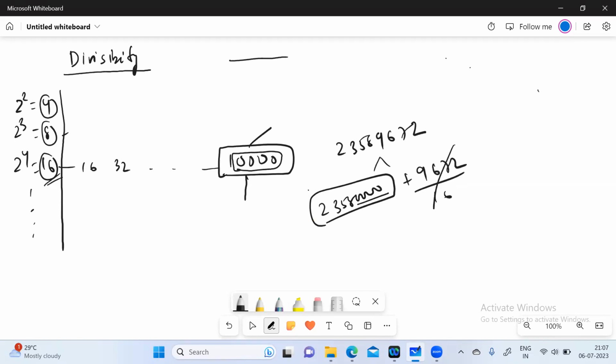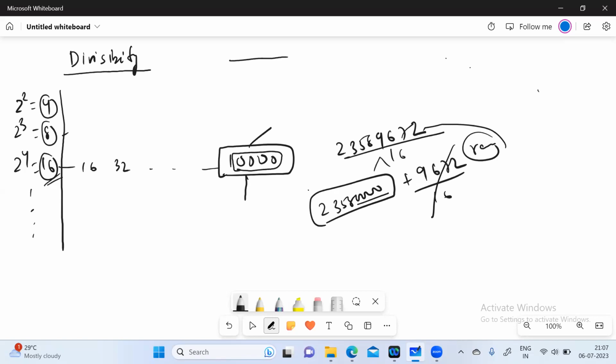If 16 divides this, the number is divisible by that, or whatever the remainder you are getting here will be the remainder when this number gets divided by 16. So many of the time they might ask, divide it and find the remainder. In that case, you don't have to actually divide it. You just have to divide the last 4 digits of that number by 16 to find the remainder.